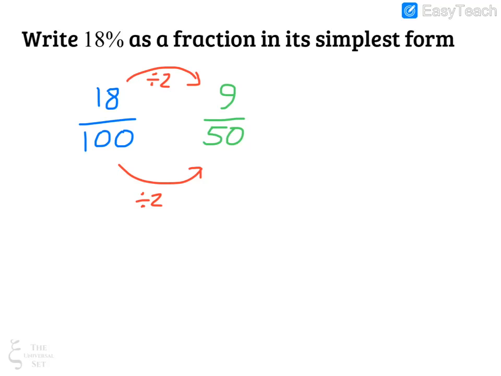Now, can I go any simpler than that? Is there any times table that has both 9 and 50 in it? The answer is no, there's not. That's going to be my final answer. So what is 18% as a fraction in its simplest form? The answer is 9/50ths.